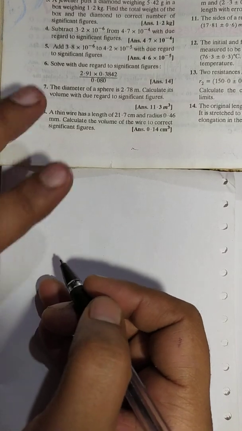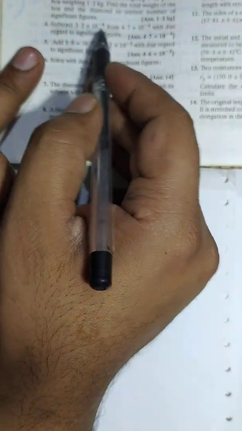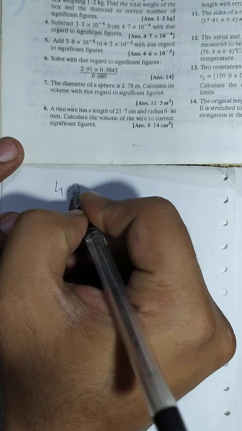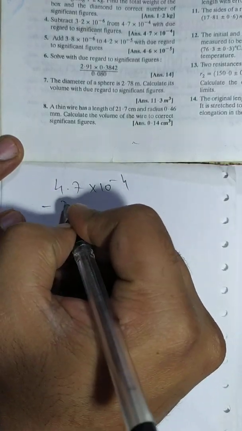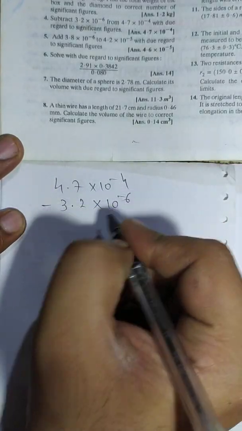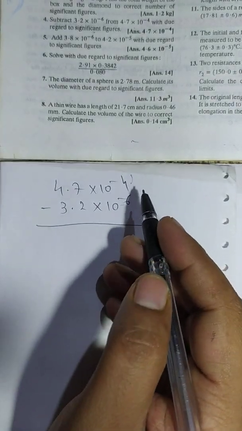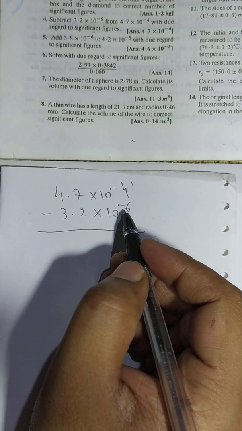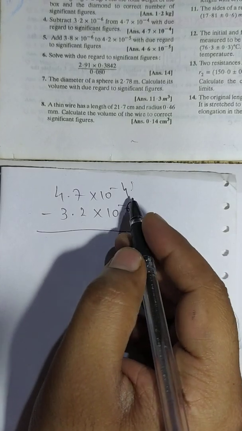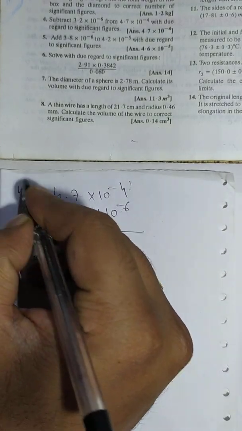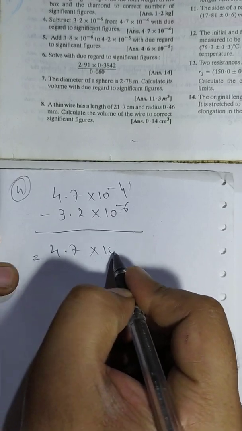Let us try to solve this fourth question, which says to subtract this from this. So 4.7 into 10 power minus 4, and from this has to be subtracted, right? Converting it into the lowest power format. This is minus 4, so this one also should be converted to minus 4.